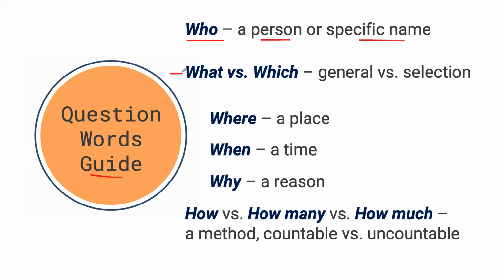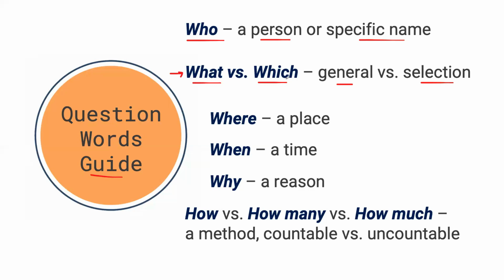This second one here is a common question that I get from students, the difference between what and which. And I would suggest thinking of it in these words here. General versus selection. So when you see what, you're thinking of a general question, something like, what is your favorite color? If someone asks you this, the answer could be really any color. So you have many, many, many options.